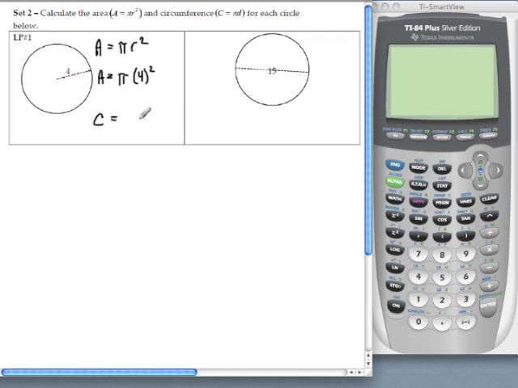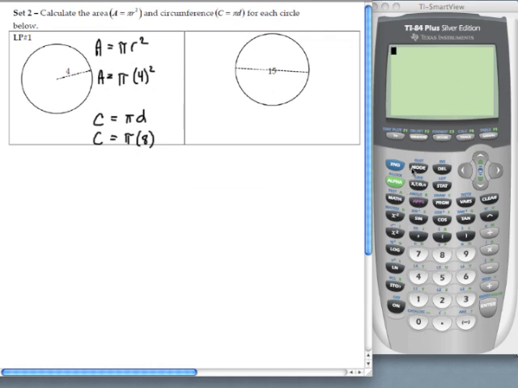Circumference is going to equal pi d. Now the diameter of this circle is double the length of the radius. So if my radius is 4, my diameter is 8. And then I will plug this into my calculator too.